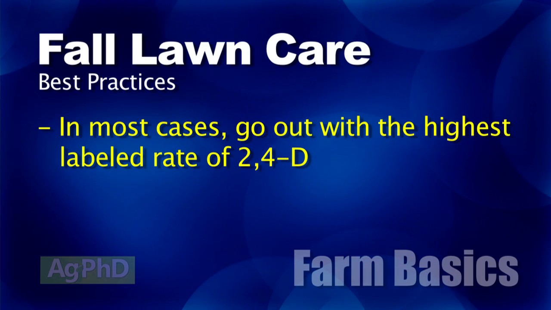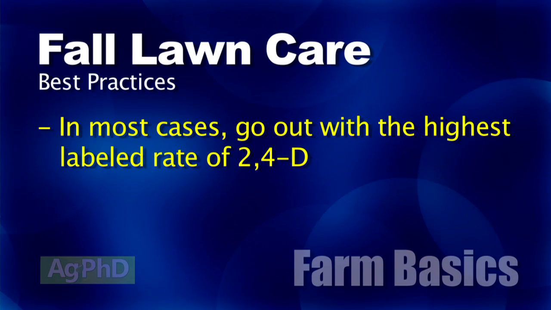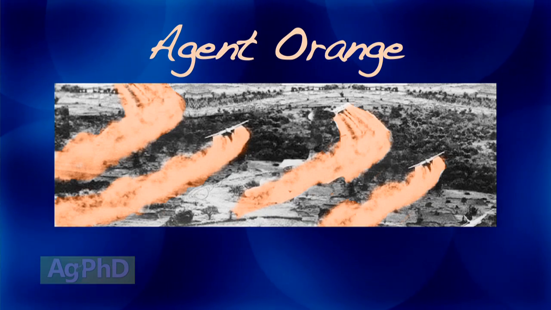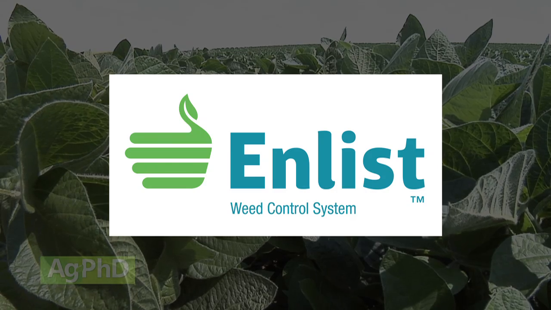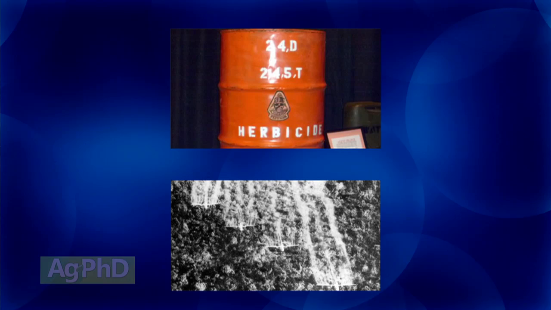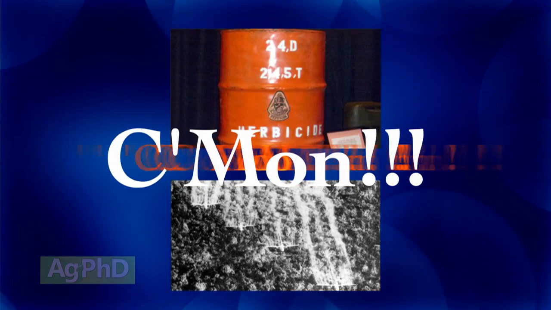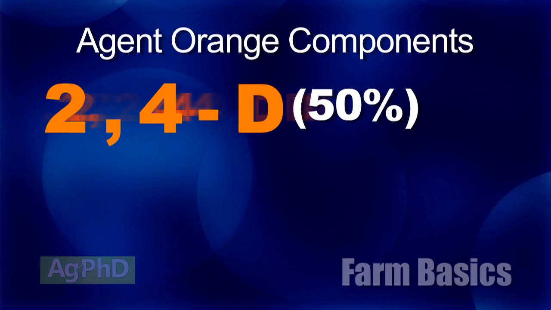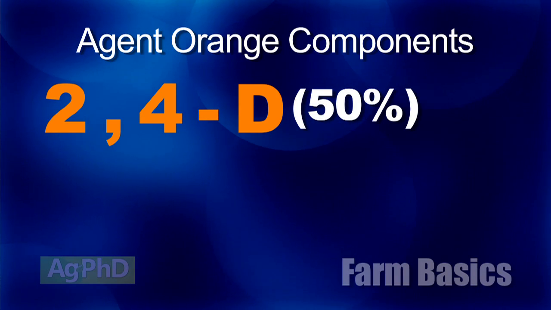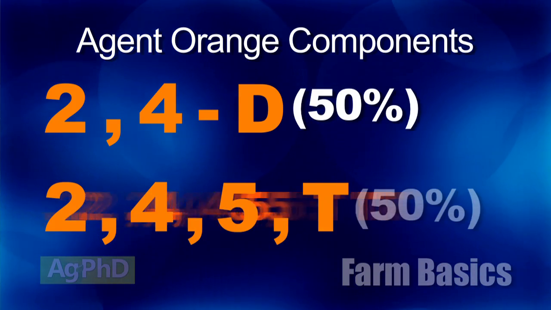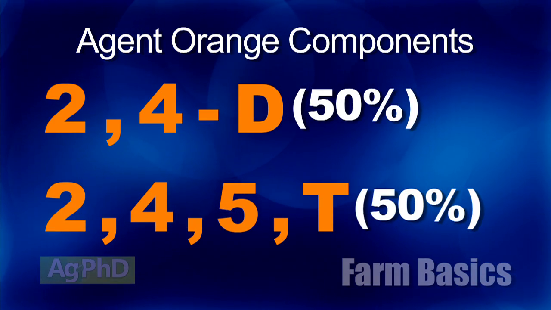So here's what we want you to do. In most cases, we just want you to go out with the highest labeled rate of 2,4-D. Now, as soon as I say 2,4-D, some people ridiculously associate that with Agent Orange. We've been hearing about that some in the news. You may have heard about the new Enlist trait that they're talking about for soybeans and everything, and, oh, we don't want Agent Orange anymore. Come on, that's not Agent Orange. Yes, 2,4-D was one of the components of Agent Orange. In fact, it was 50% of Agent Orange. But guess what? That wasn't the thing that caused any problems in there. In fact, the other main component, 2,4,5-T, was not a big problem either. Both of those are relatively safe to humans.